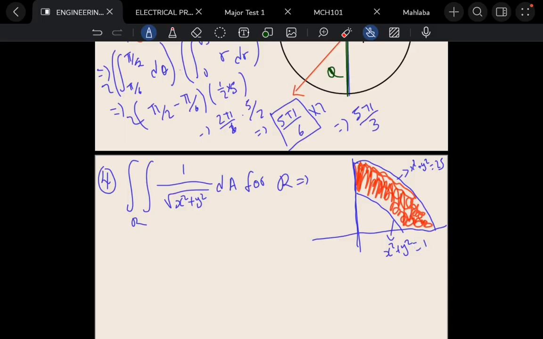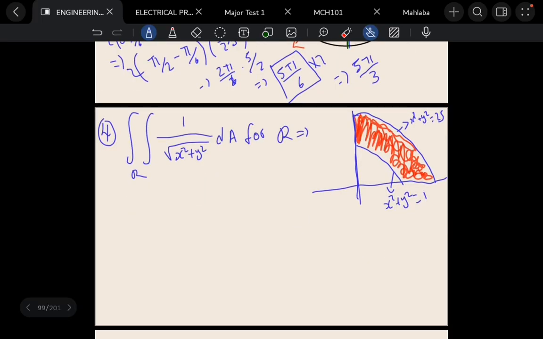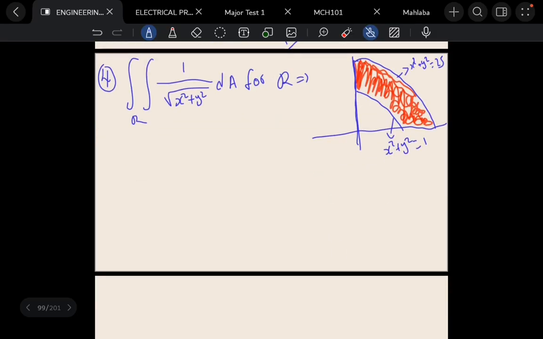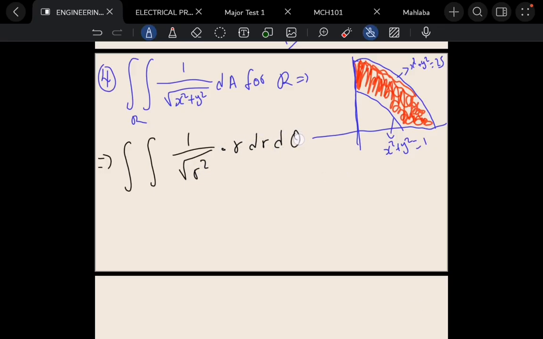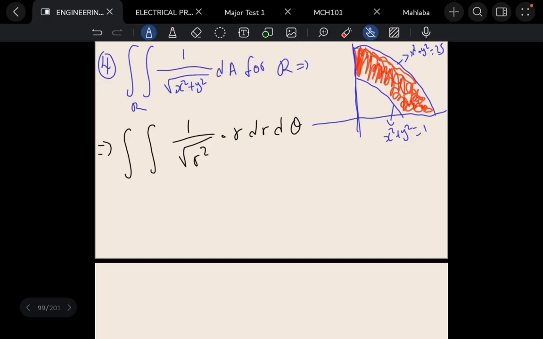Now, how would you find the polar coordinates form of this? First of all, we need to rearrange this. A double integral of 1 over square root of r squared times r dr d theta, right? We know that x squared plus y squared is r squared. Now your theta will start from here to there, which means it's from 0 to pi over 2.